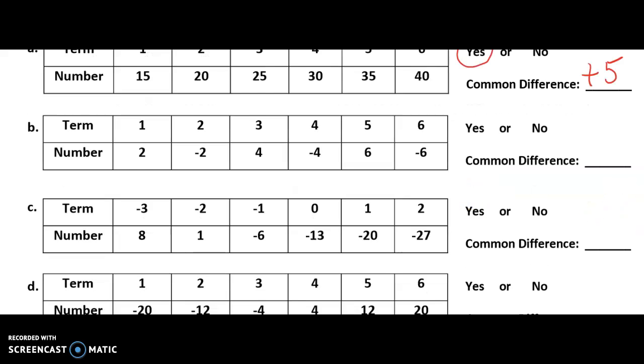For part B, to get from the first term to the second term, it looks like we're going to need to subtract 4. However, from the second term to the third term, it looks like we need to add 6. Because there is no common difference, there is no pattern of adding or subtracting the same value over and over again. This is not an arithmetic sequence. So the common difference is not applicable because there is none.